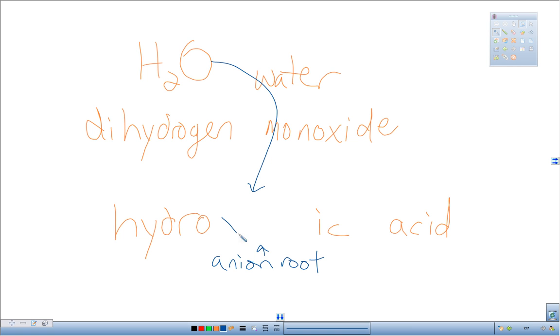Hydroxide, hydroxic acid. Holy cow. Let's rewrite this. Hydroxic acid.